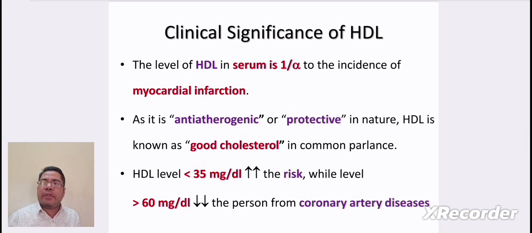Coming to clinical significance of HDL. The level of HDL in serum is inversely proportional to the incidence of myocardial infarction. As it is anti-atherogenic or protective in nature, HDL is known as good cholesterol in common parlance. An HDL level less than 35 mg per deciliter increases the risk, while a level more than 60 mg per deciliter saves the person from coronary artery diseases.